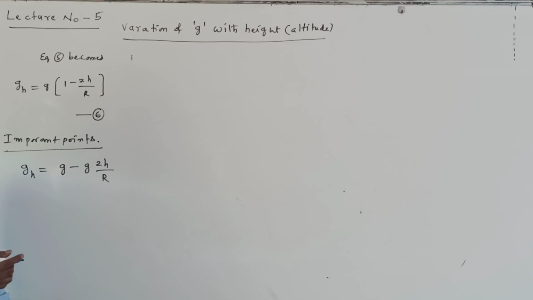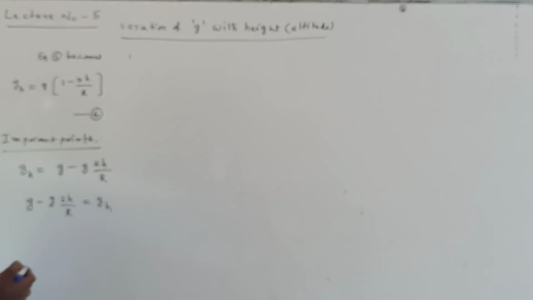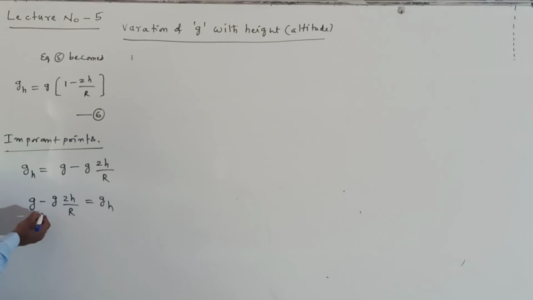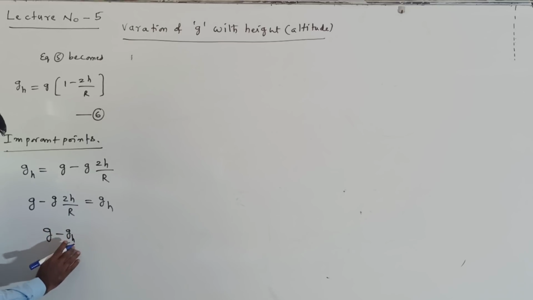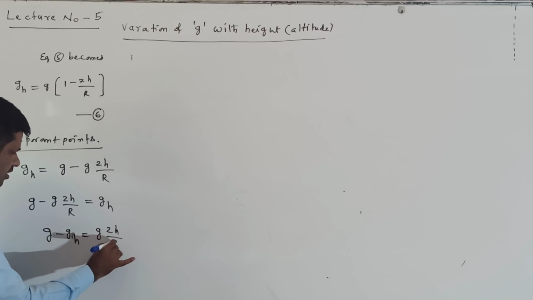multiplying with g. Now this can be written as g minus g into 2h by R is equal to g_h, interchanging. When interchanging, g minus g into 2h by R is equal to g_h we are getting. Now I want to find g minus g_h. So g minus g_h is equal to g into 2h by R.